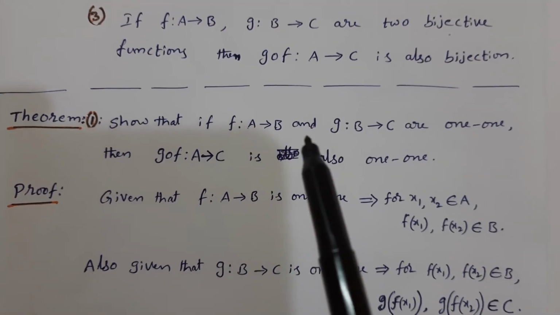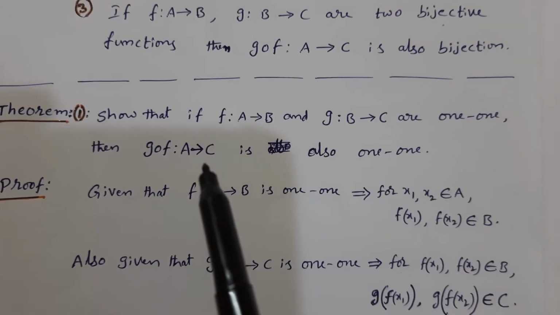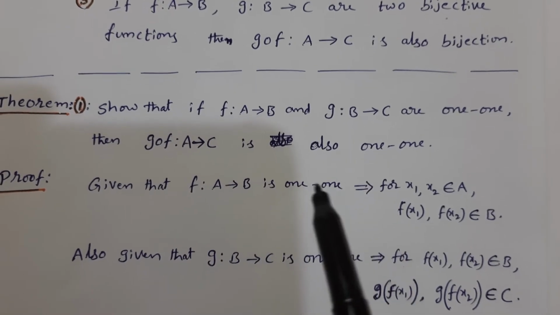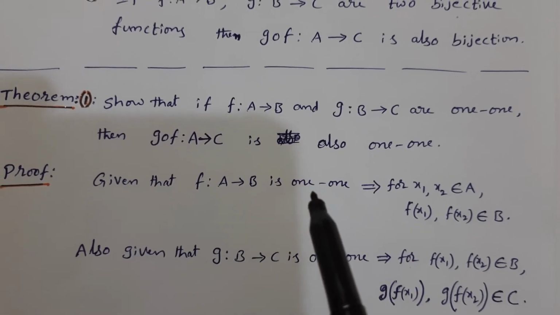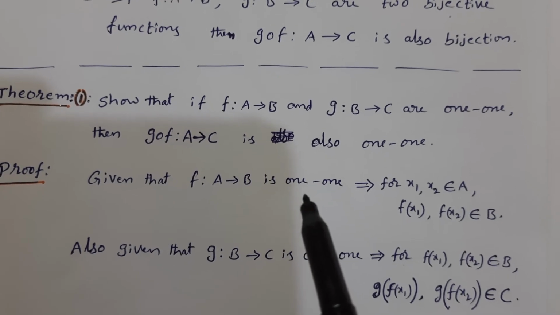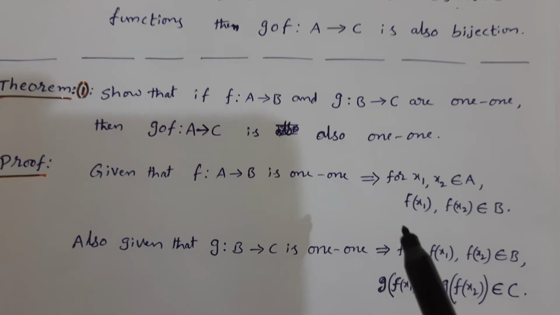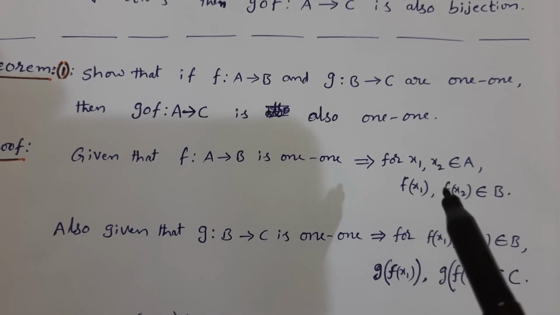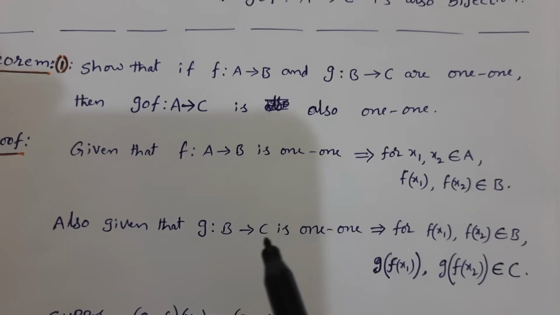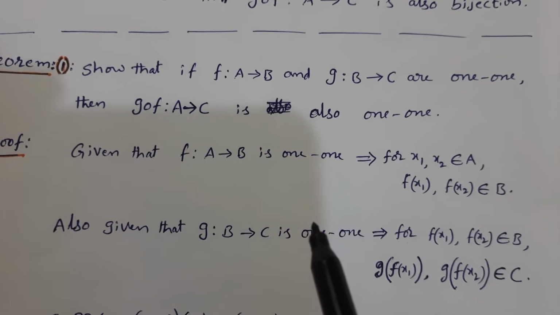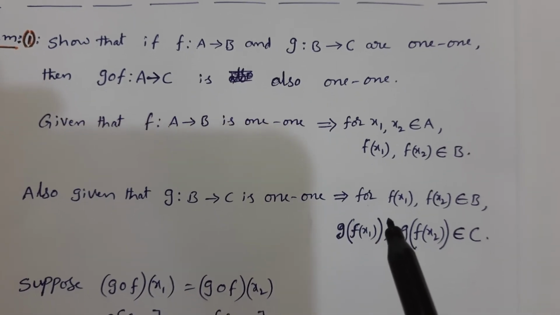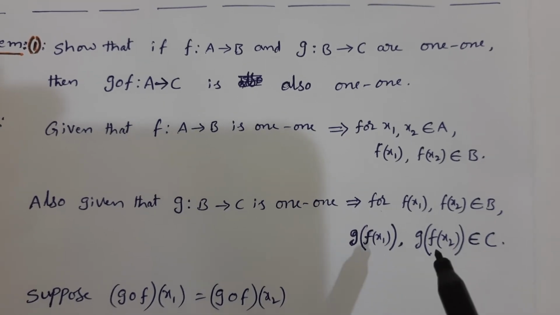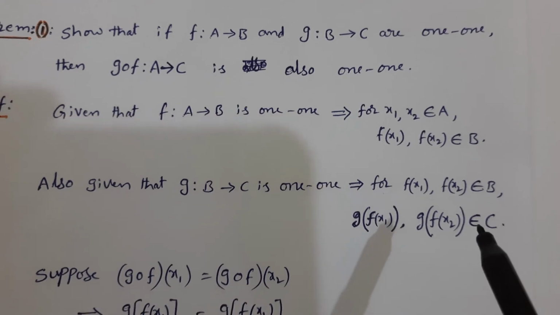If f from A to B, g from B to C are two one-one functions, then g circle f from A to C is also one-one. Here f from A to B is one-one, and it is a function. So for x1, x2 belonging to A, f(x1), f(x2) belong to B. And g from B to C is one-one, so it is a function. For f(x1), f(x2) belonging to B, g(f(x1)), g(f(x2)) belong to C.